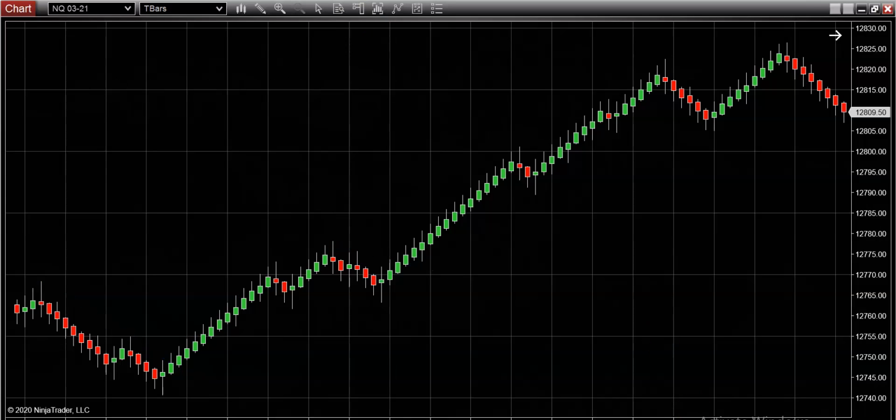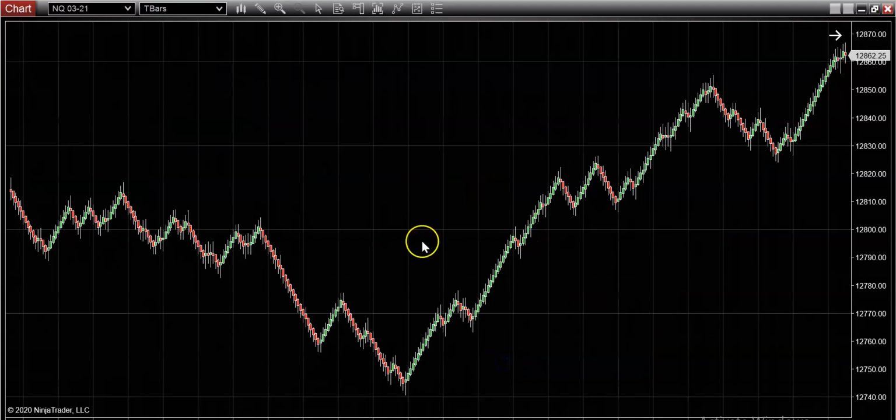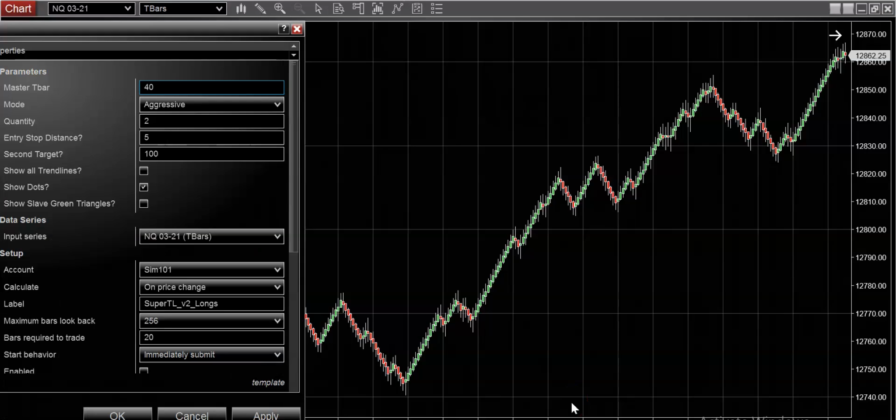But for now, I'm going to remove all the drawing objects and we are going to squish in the chart just like this, because the whole idea for this video is to show you how to combine multi-time frame trend lines into the exact same chart. And so now we're going to jump into step 2.